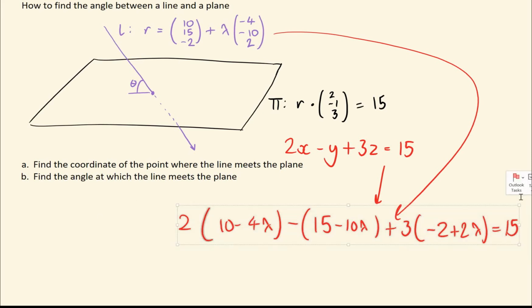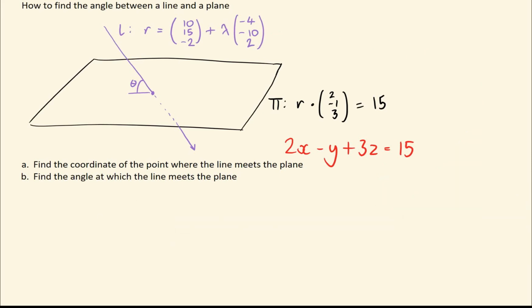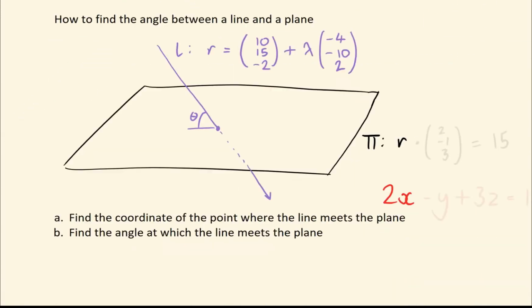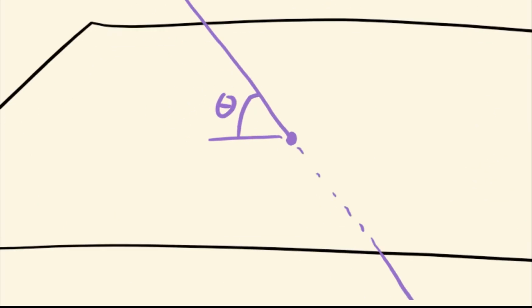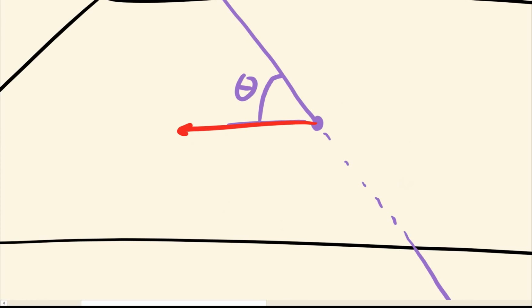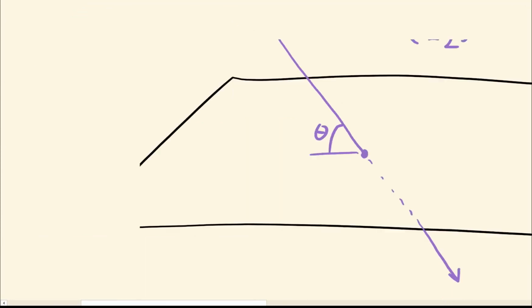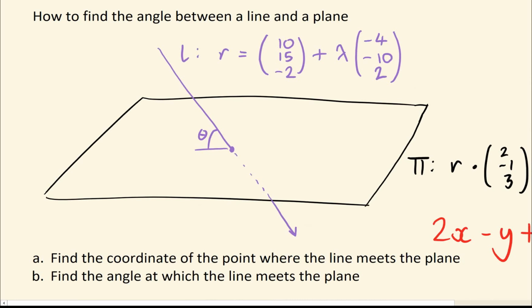On to part B, which is the more interesting part. We want to find the angle at which the line meets the plane, in other words, this angle here. And this isn't that straightforward. At first glance, you don't have anything straightforward to dot with, because what you want to do is dot with this vector here, whatever it might be, and then do the same thing we just did in the previous question. But we can't if we don't know that vector.